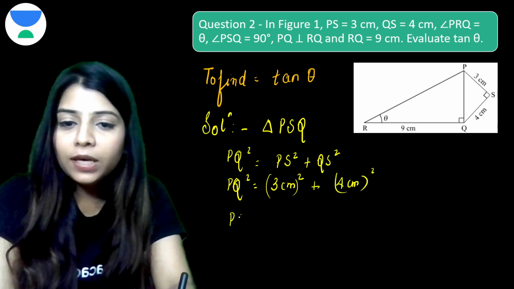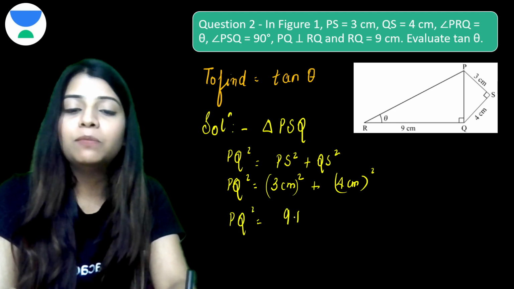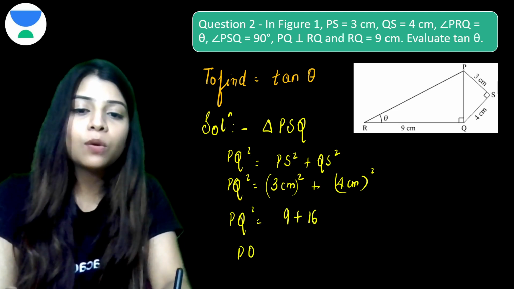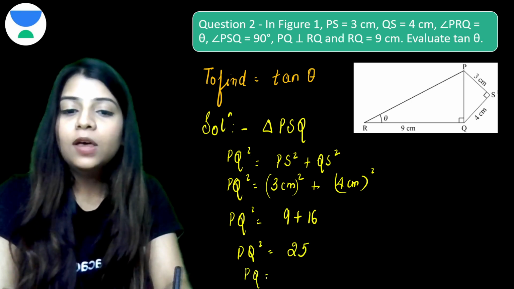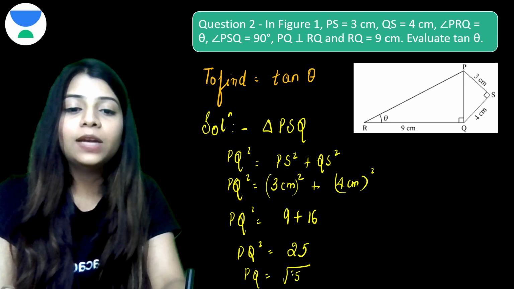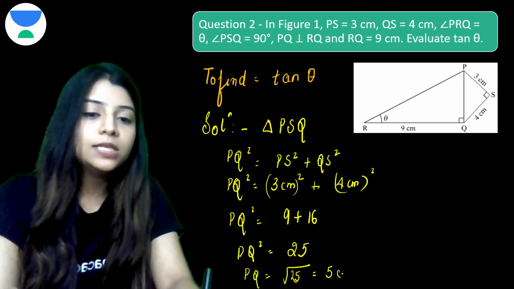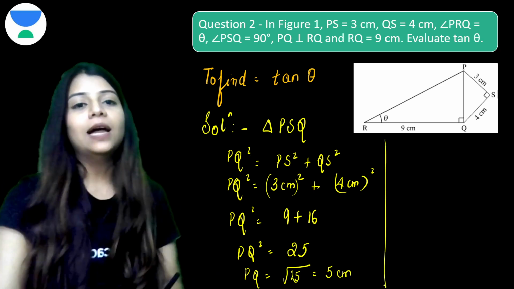Done. So here PQ square will be equal to 9 plus 16. PQ square is equal to 25, and from here we can write PQ is equal to the square root of 25, that is 5 centimeters. All right, so it's done till here.